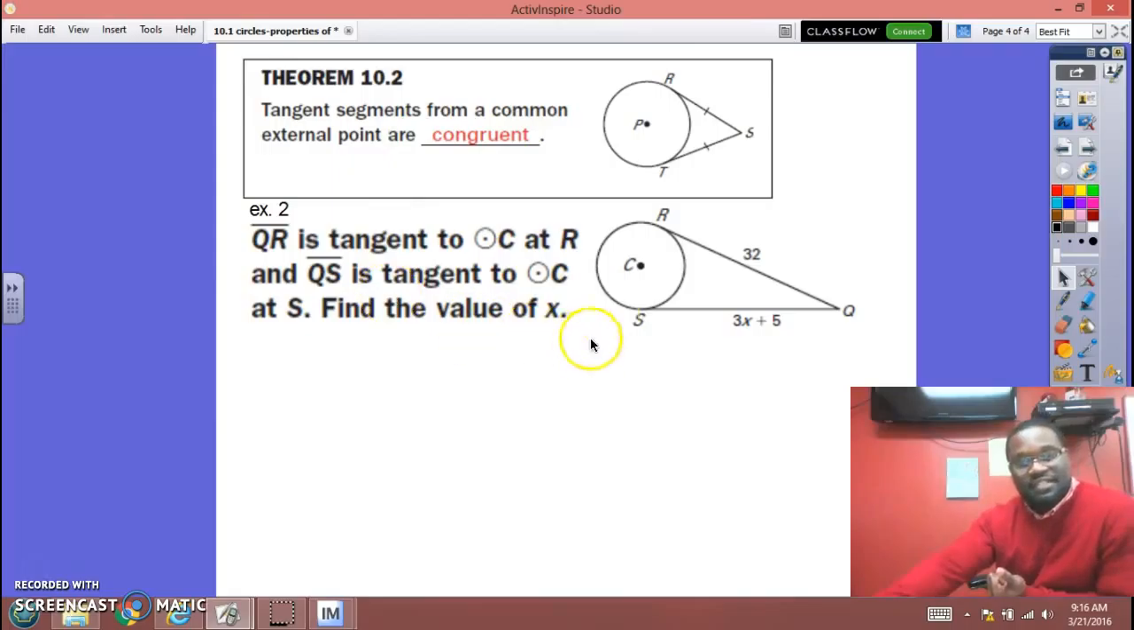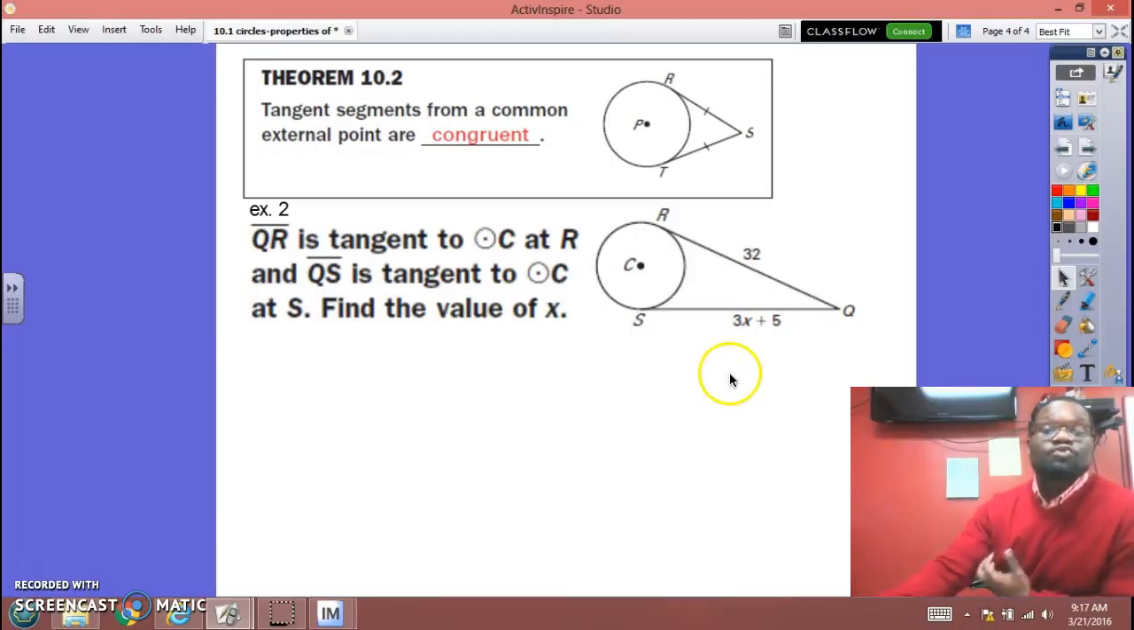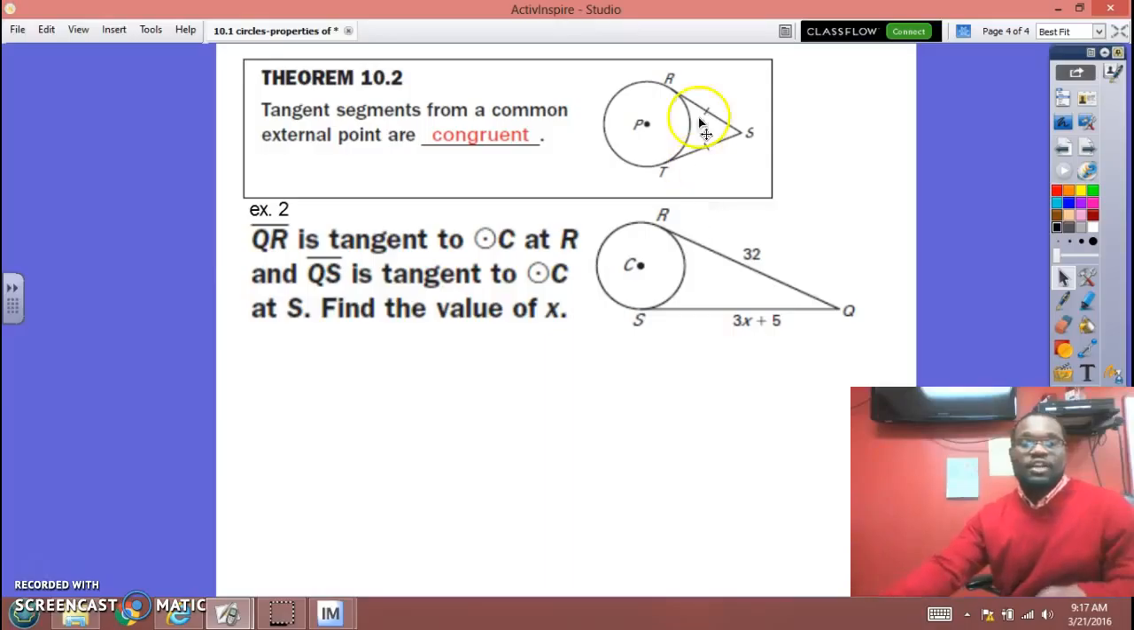So they give us this. If you understand this, this is what they do. QR is tangent at R, and QS is tangent to this circle at S. So they're telling us these two are tangent at these particular points. Find the value of x. So whenever you're given stuff like this, you know you've got to set up an equation. Again, you set up the equation based on what you know. I know that if two segments that are tangents to a circle meet at one common point, then those two segments are congruent. Or in other words, those two segments are equal.